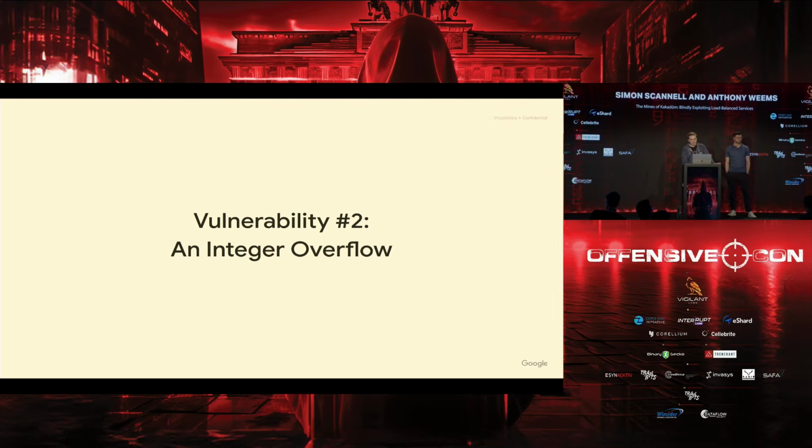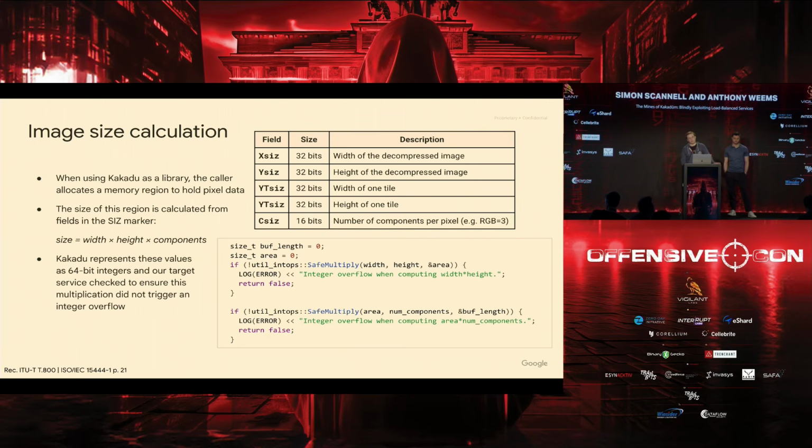So now we come to the second vulnerability. This was an integer overflow. In our target service, we were using Kakadu as a library. When used as a library, the caller is responsible for calculating and allocating the memory region that holds pixel data. The memory region has to be big enough to hold all of the pixels, so it's width times height times the number of colors.